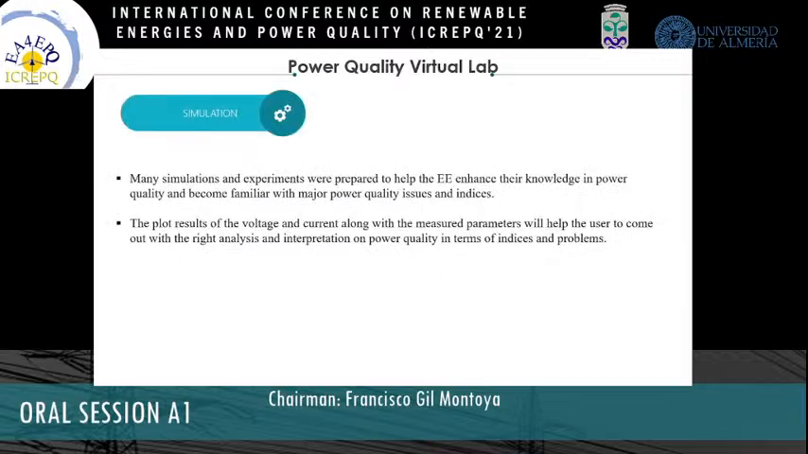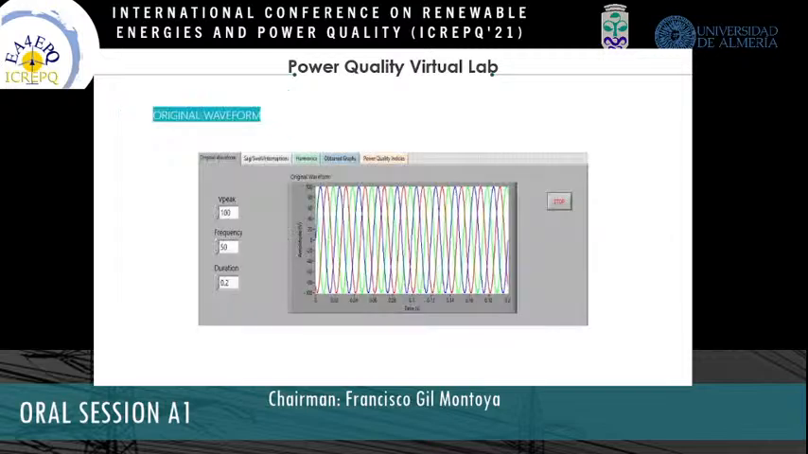Many simulations and experiments were prepared to help the electrical engineer enhance their knowledge in power quality and become familiar with major power quality issues and indices. The plot results of the voltage and current, along with the measured parameters, will help the user come out with the right analysis and interpretation of power quality in terms of indices and problems. For example, two types of disturbances at two different times were simulated using the Virtual Lab toolbox.